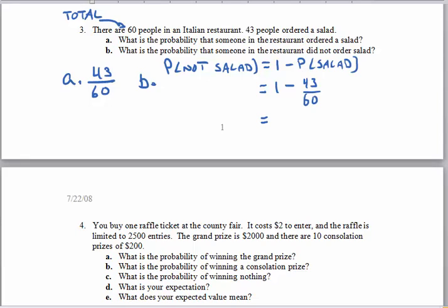But could you do this without the formula? Of course. Just think about it. If 43 people ordered the salad and there were 60 people total, how many didn't order the salad? Well, it's just 60 minus 43, which would be 17. So the probability that they didn't order the salad was 17 out of 60.